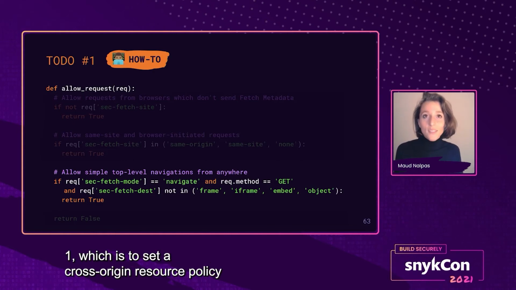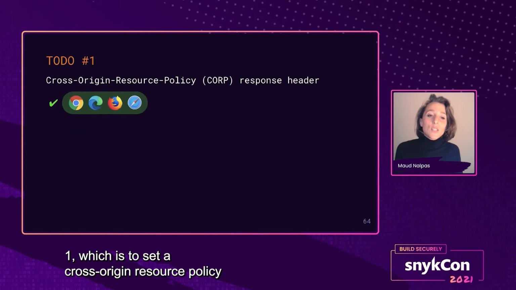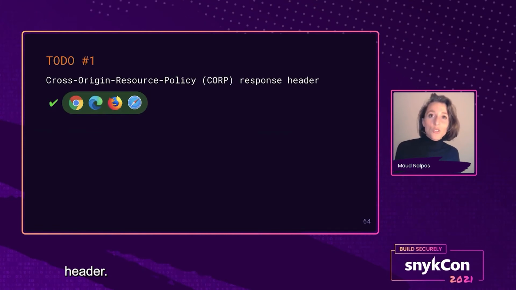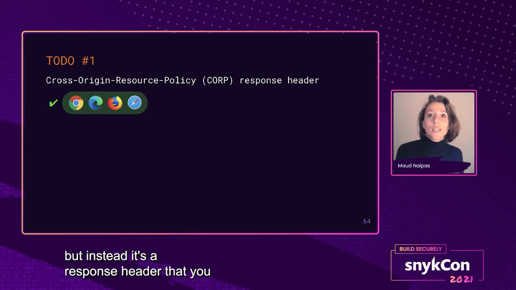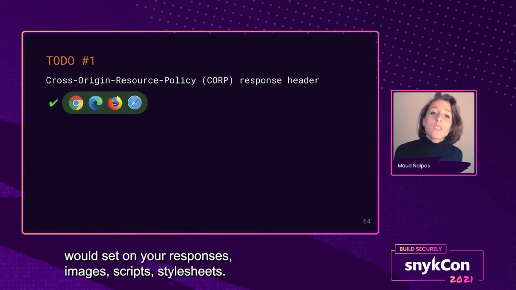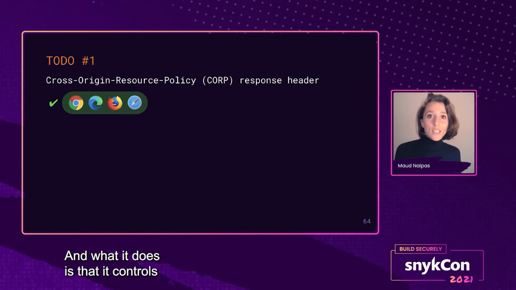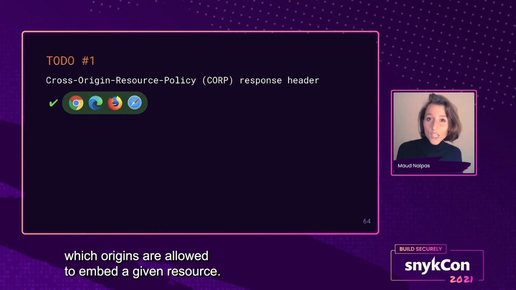So there's another thing you can do in order to protect your resources, still as part of this to-do number one, which is to set a Cross-Origin-Resource-Policy header, CORP for short. That one is not a request header that you'd examine, but instead it's a response header that you would set on your responses, images, scripts, style sheets. And what it does is that it controls which origins are allowed to embed a given resource.